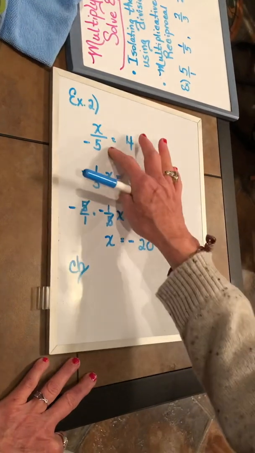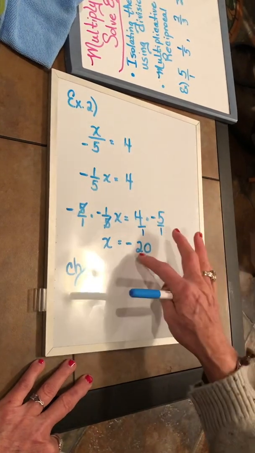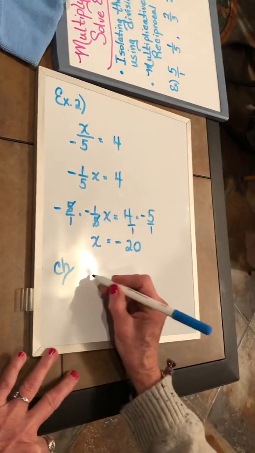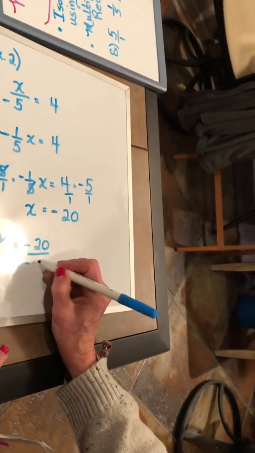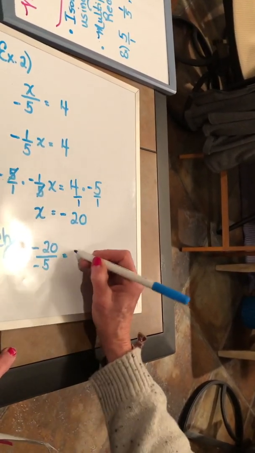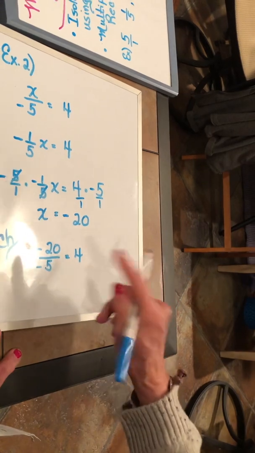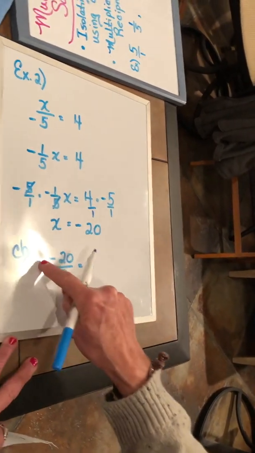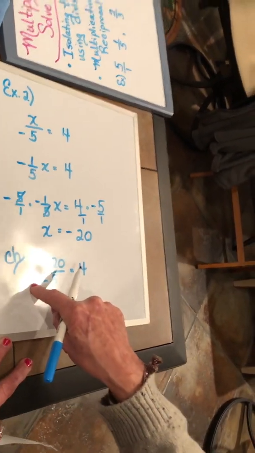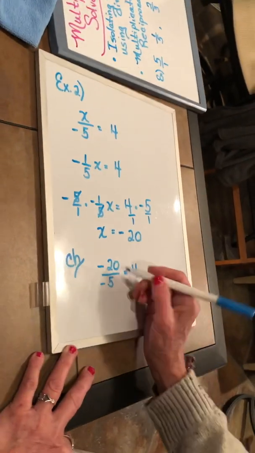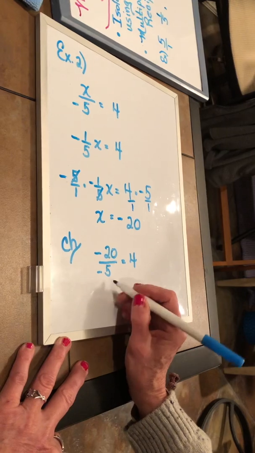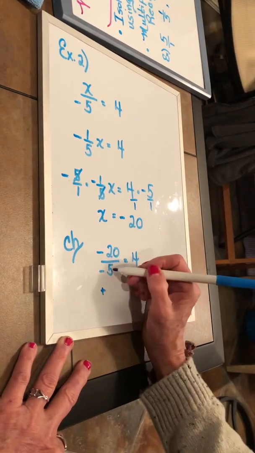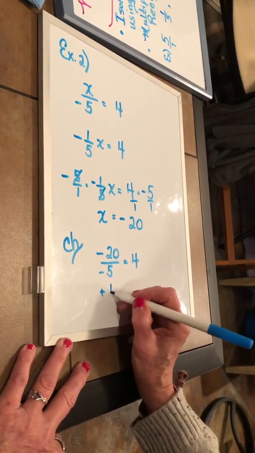Check, I'm going back to the original equation here. I'm putting a negative 20 for x. So negative 20 divided by negative 5 equals 4. Again, my rules for multiplication and division: if the signs are the same, the answer is positive. Signs are different, negative. So I have two negatives here, which will make a positive. 5 divided into 20 is 4.